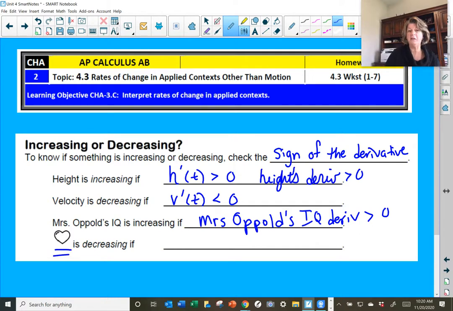So the next one's just kind of exhibit whatever we're talking about. Could be your heart, your love, your emotion, your bank account. To determine if it's increasing or decreasing, we just look at the derivative. So heart's derivative is less than 0. Okay? So it's pretty easy to tell if a function is increasing or decreasing. Just look at the derivative.